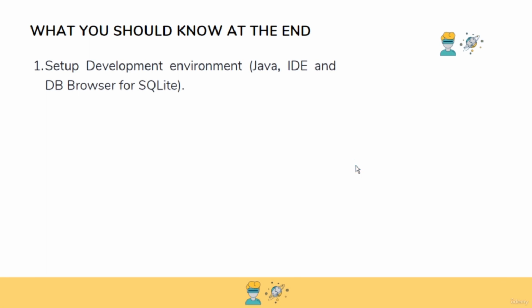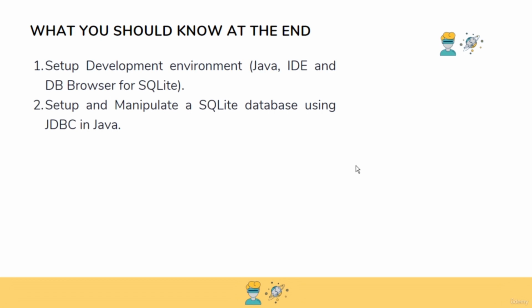What you should know at the end, first is to set up development environment. I'm talking about Java on your machine, the integrated development environment, which is the place where you're going to be writing your code, and DB Browser for SQLite, where you're going to have a graphical interface to interact with your database. Next, you should know how to set up and manipulate a SQLite database using JDBC in Java. This is one of the main goals of this section, and I personally consider it the main goal of this section.